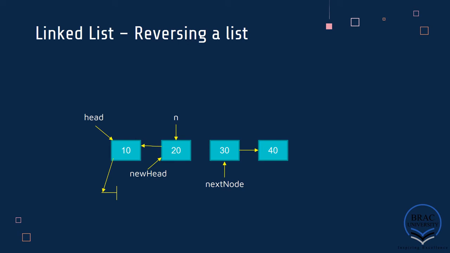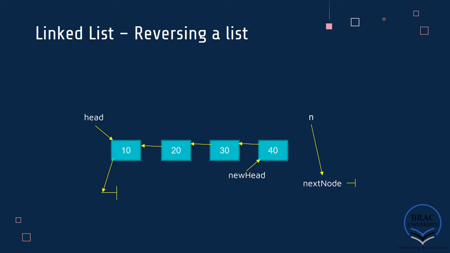Similar process we are going through for changing the link between 30 and 40. N should be pointed here at 30, next node will be 40. I will change the link between 30 and 20. Then I will change the new head to 30. N should be pointing to 40 now. Next node will be pointing to null because 40 has null in the last reference. Then I will change n.next equals new head, and new head will be updated.